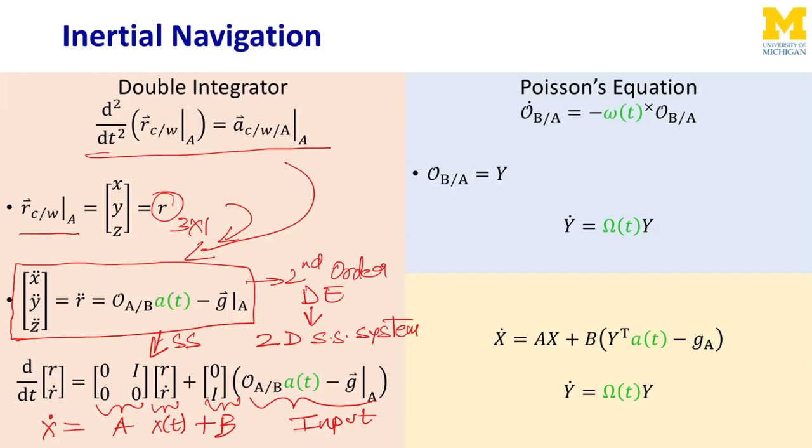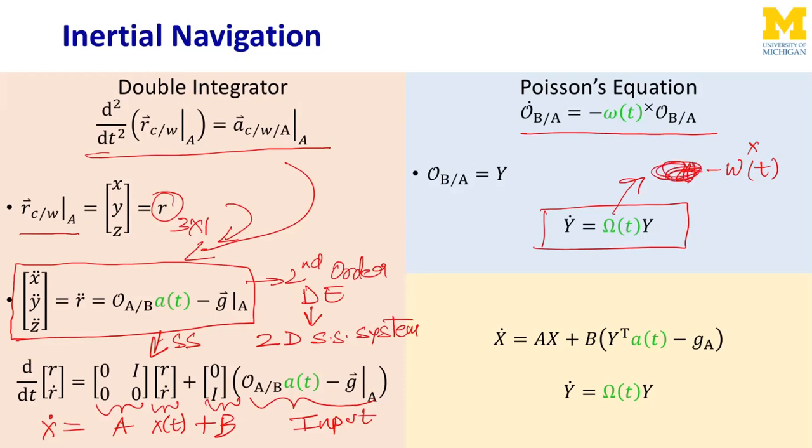Now this is a little bit tricky. This is the Poisson's equation. I'm going to call OBA as big Y, and I'm going to write this equation. Now, what is this guy? Big omega is simply minus small omega supercross. Now, if you pay attention, small omega is a function of time. So my big omega is also going to be a function of time. This is all messed up. So let me write omega of t is equal to this.